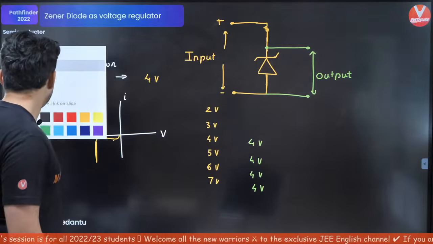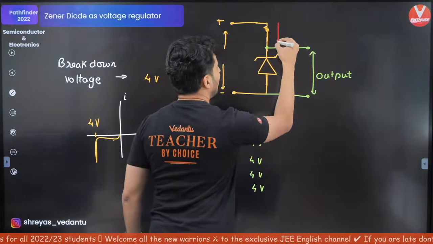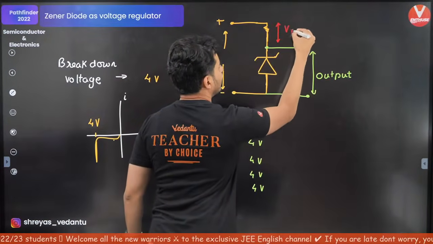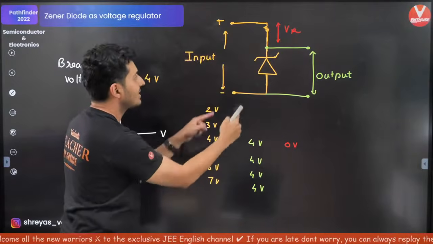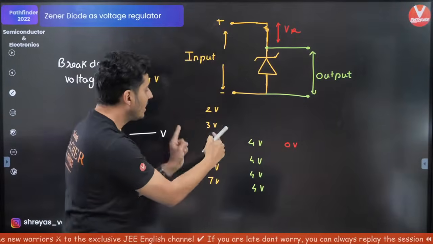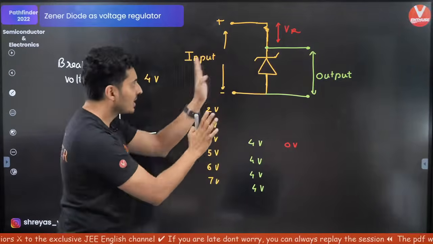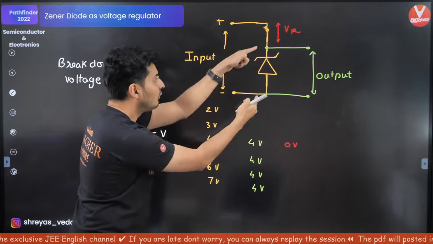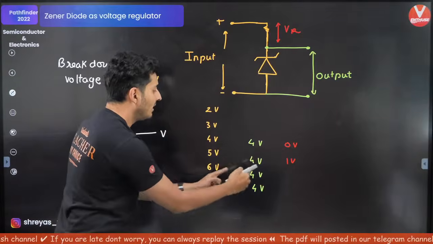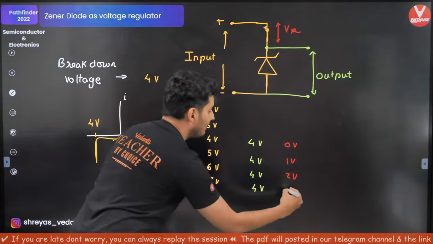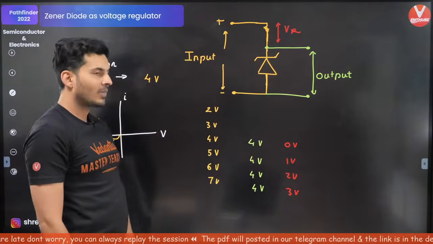So for example, if I ask you, what is the voltage drop across the resistor? When it is 4 volts, it is 0 volts, because nothing gets dropped across the resistor, everything is dropped across the Zener diode. When it is 5, 4 is dropped across the Zener, 1 volt is dropped across the resistor. When it is 6, it is 2 volts. When it is 7, it is 3 volts.